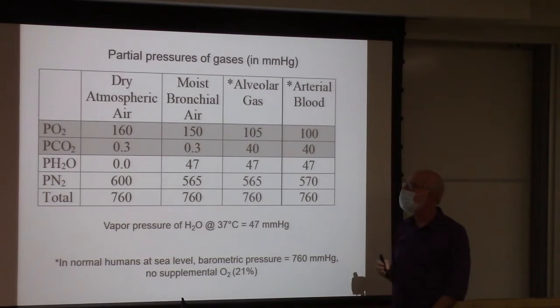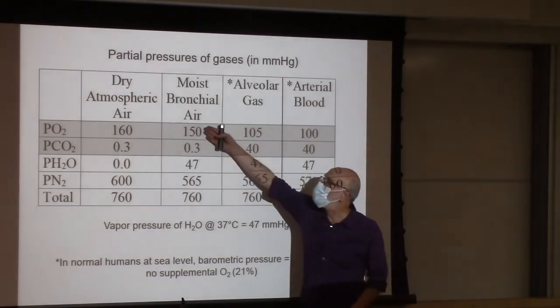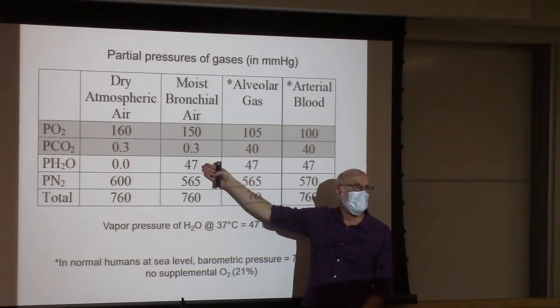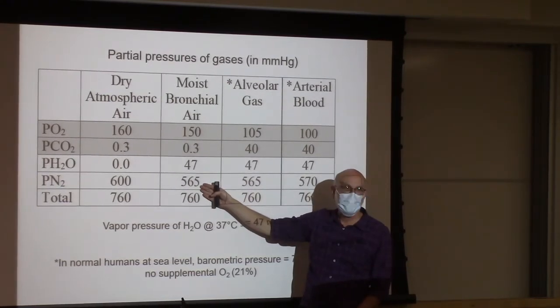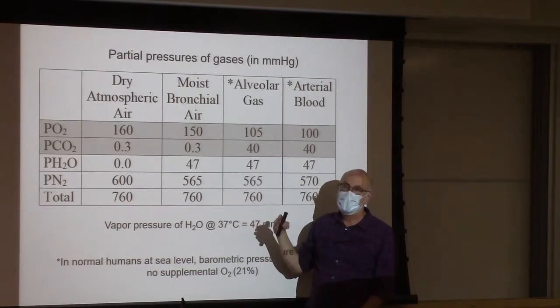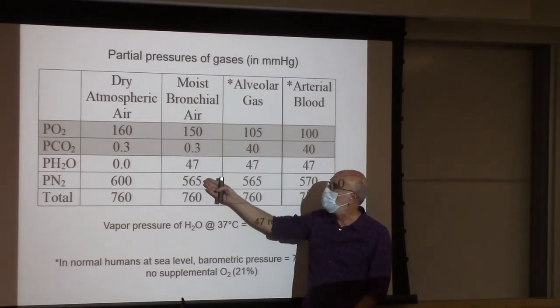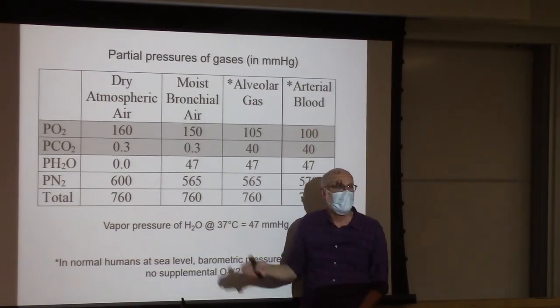So those numbers still, the concept of partial pressure makes sense. It's the fraction of the air that is oxygen, the fraction of the air that is water vapor, the fraction of the air that is nitrogen. This is not the fraction, this is the partial pressure. If you wanted to get the fraction, you would take this number and divide it by this number, and that would give you a fraction, a percent.